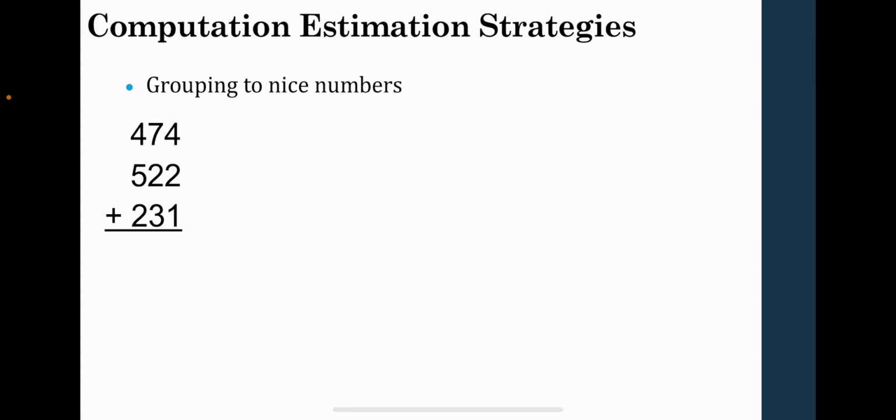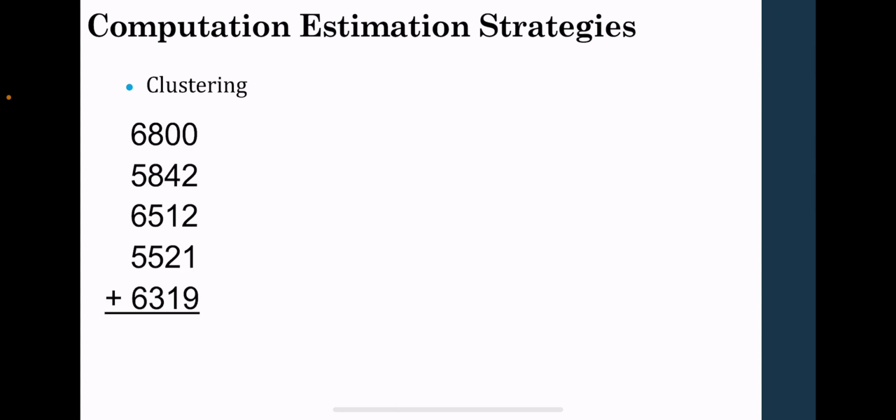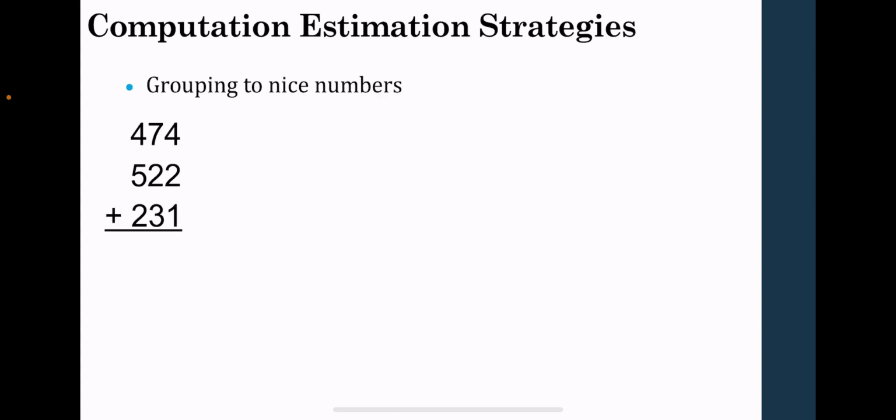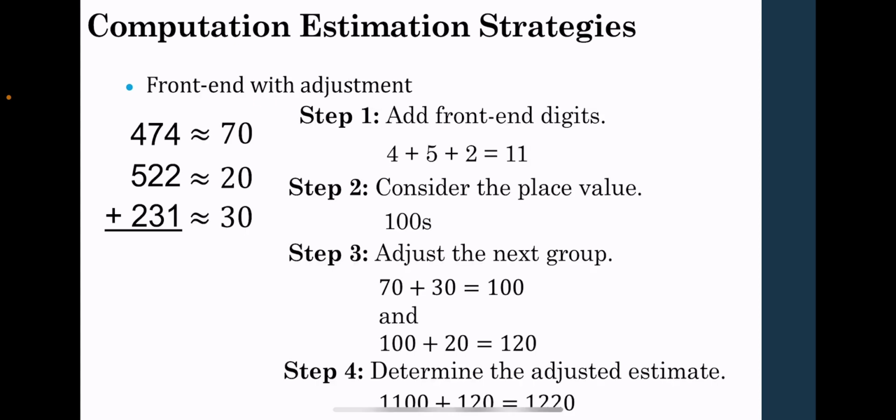Next we're going to look at grouping to nice numbers. I think I picked the same set of numbers on this one. So 474, 522, and 231. We already saw grouping with nice numbers on that last one. We took 70 plus 20 plus 30. We grouped 70 and 30 together, made them into 100, and then added that to 20. So we just grouped that 70 and 30 together first because they made that nice number of 100.